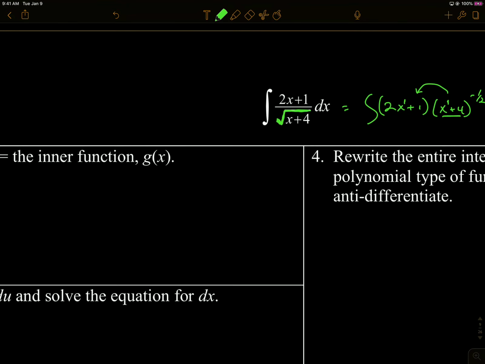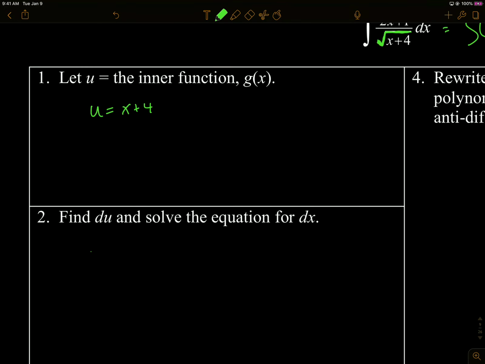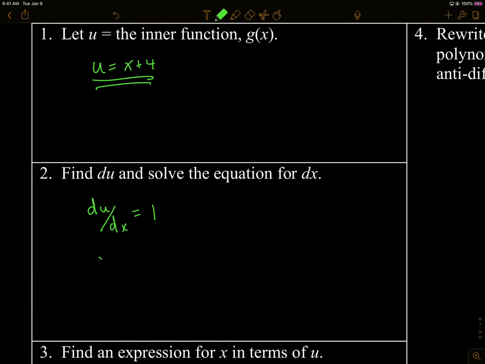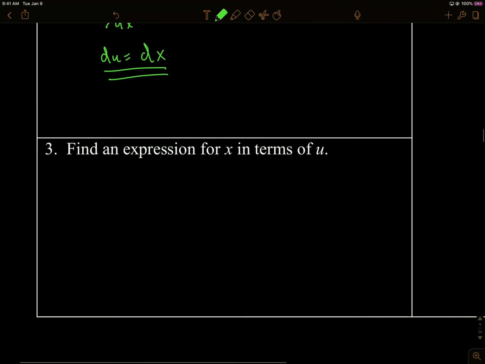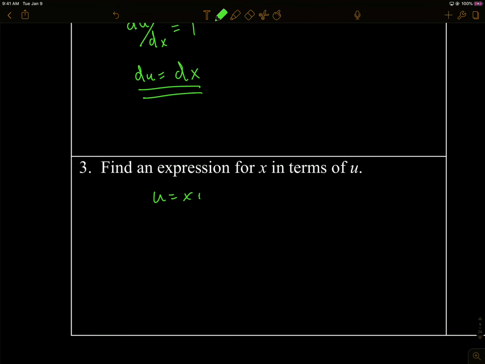So the inner function here is the x plus 4. Not even looking at the integrand, you just have to choose your u, and then take the derivative of it. It has nothing to do with what's in the integral. I'm just looking here and doing that derivative. Then I separate the variables and solve for dx. If I multiply both sides by dx, I get du equals dx. I'm going to use that in my integral. And then I want to solve my original u equals x plus 4. I've got to find an expression for x. So x equals u minus 4.